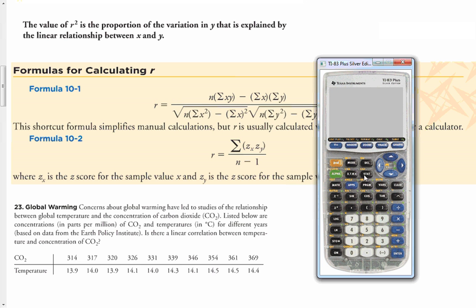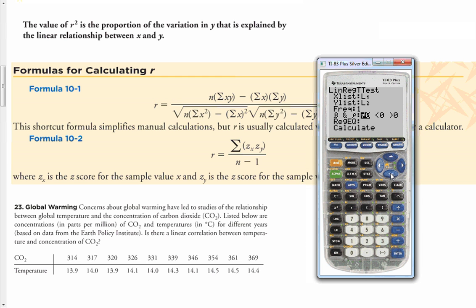Then we're going to go back to stat, and we're going to go all the way over to test. Now there's a test down here called the LinRegTTest. And LinRegTTest is E. So we're going to go to LinRegTTest, we're going to press enter. And it's going to ask us where our X list is. That's the list that we want to be the independent variable. So we want to use the CO2 levels as the independent variable. So we're going to say list 1, we're going to keep that the same. And the temperatures we're going to look at as the dependent variable.